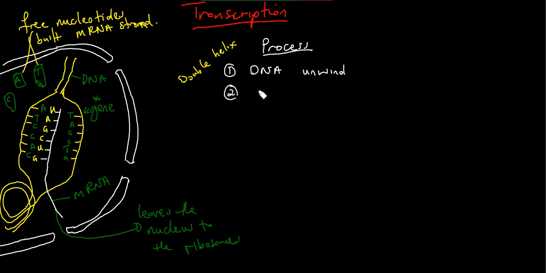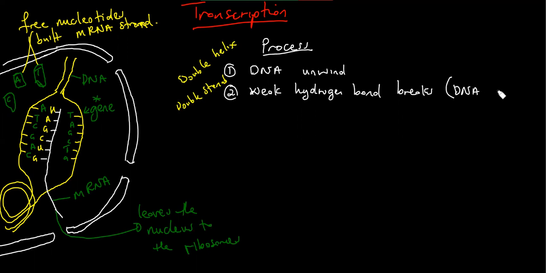Then number two, we are saying your DNA is double stranded. So if it's double stranded, what does it need to do? The weak hydrogen bonds break. Now, when the weak hydrogen bonds break, what happens to the DNA? DNA unzips.